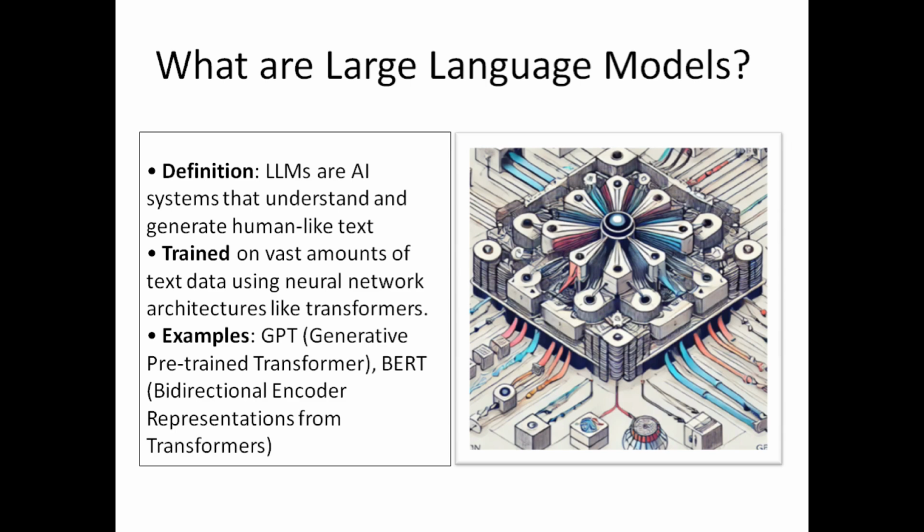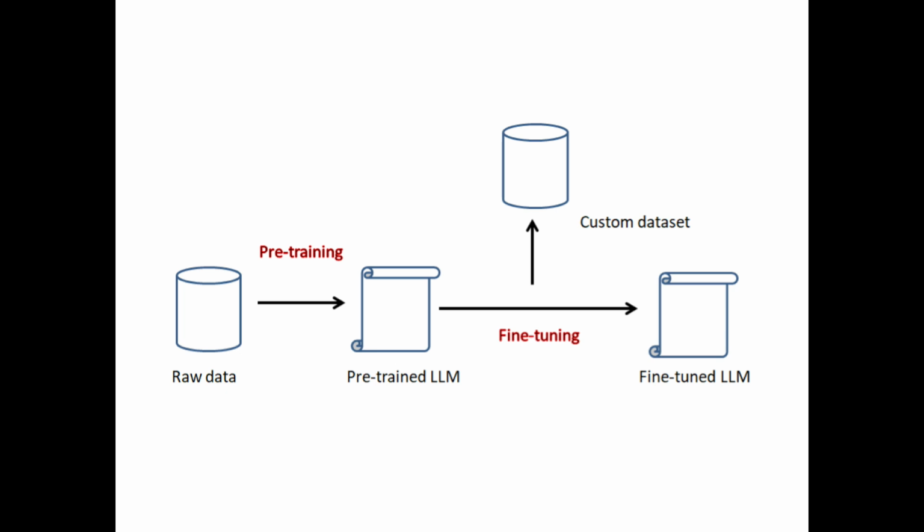In this video you will learn how to fine-tune a large language model for a specific task. Fine-tuning a large language model involves taking a pre-trained model, which has been trained on a large, general dataset, and further training it on a smaller, task-specific dataset. This process tailors the LLM's knowledge to perform a specific task more effectively.